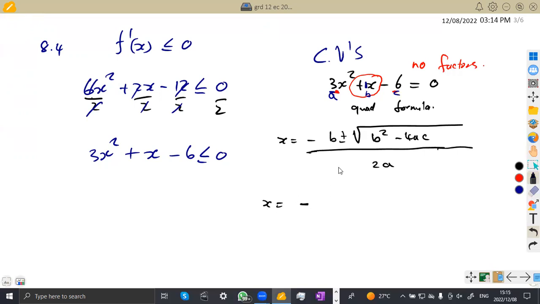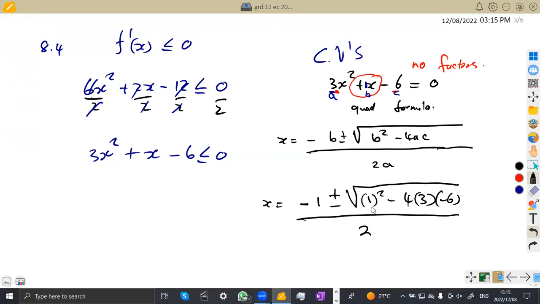So we can substitute the values that we have. So x is equivalent to -b, which is 1, plus or minus the square root of b squared, that is 1 squared, minus 4 times a, which is 3, times c, which is -6. Okay, so everything should be divided over 2a, over 2 times a, which is 2 times 3.